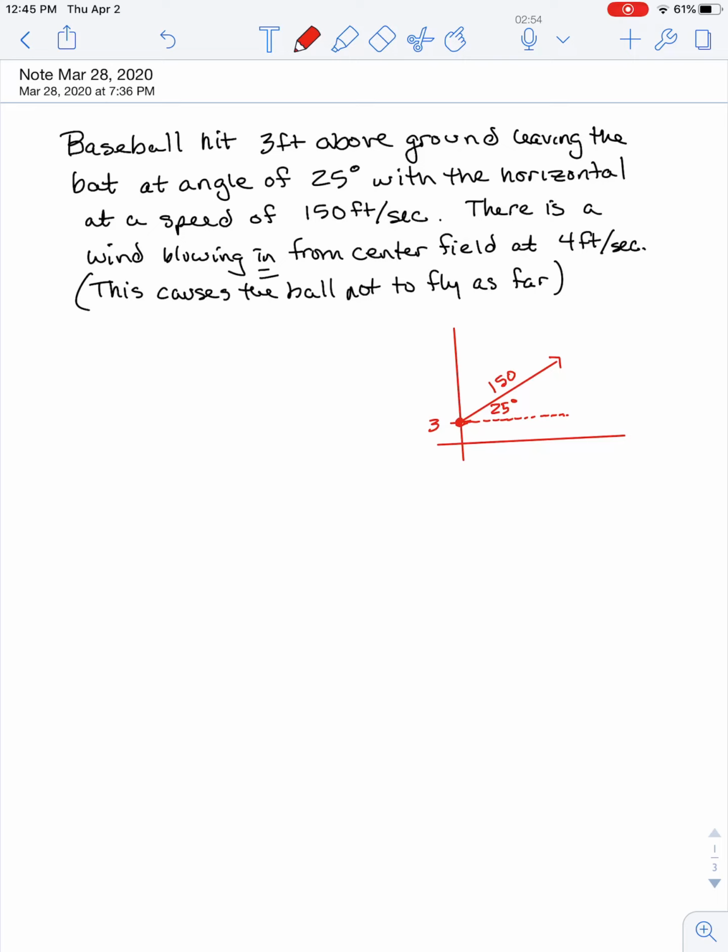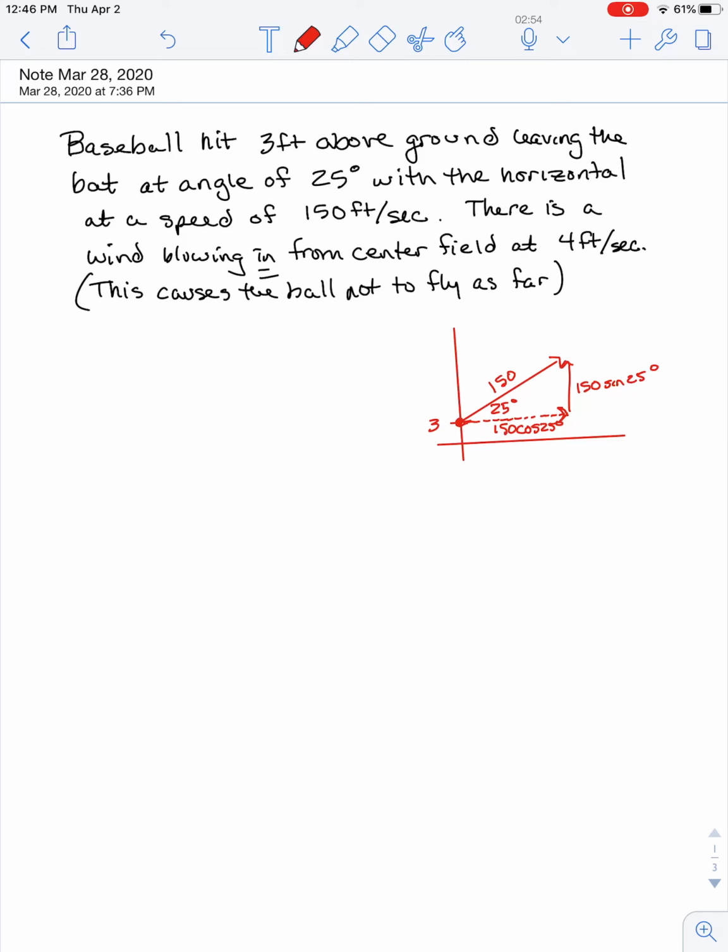We know that the vectors have two components, a horizontal and a vertical component. The horizontal component would be this horizontal vector right here. And if we add it to this vertical vector right here, it would give us our resultant vector where the baseball is. So the horizontal vector is going to be 150 times the cosine of 25. And the vertical component is going to be 150 times the sine of 25. And it gives us our vertical.